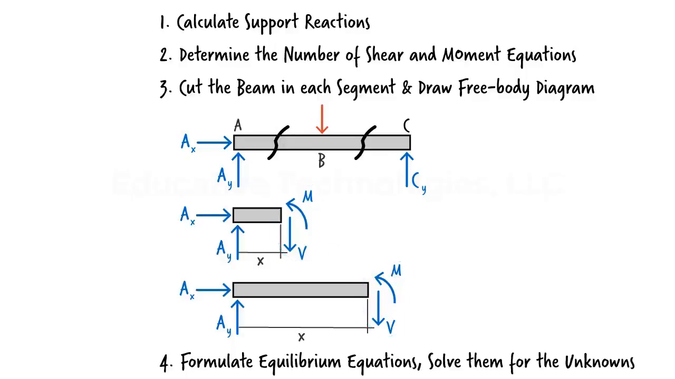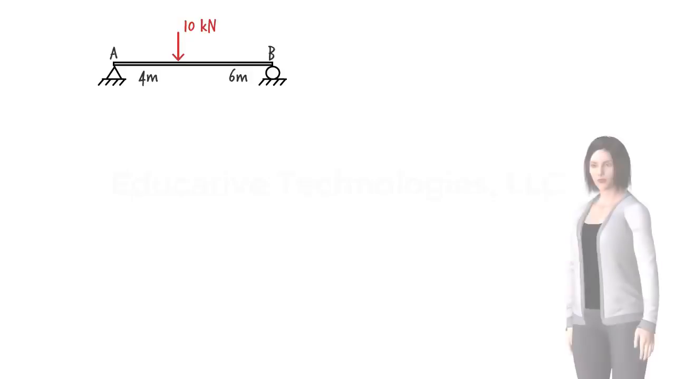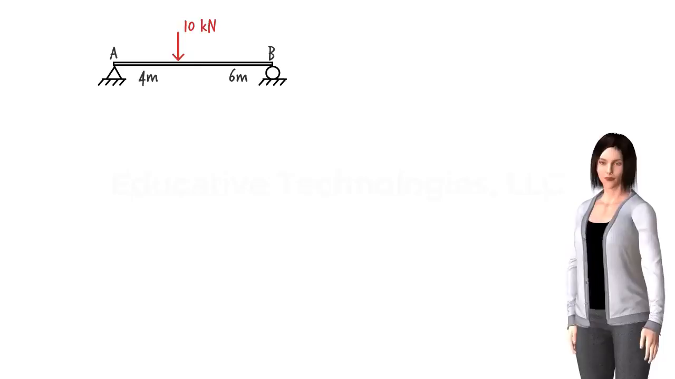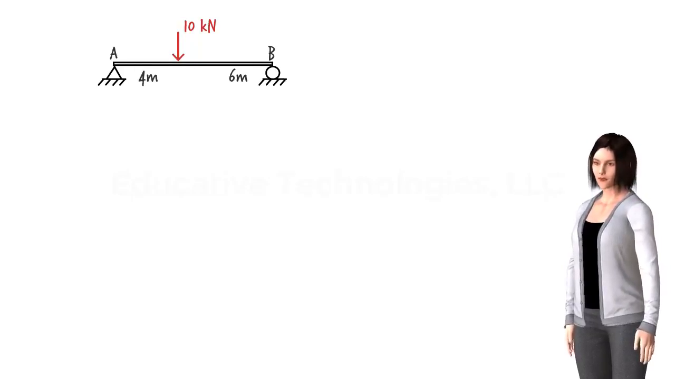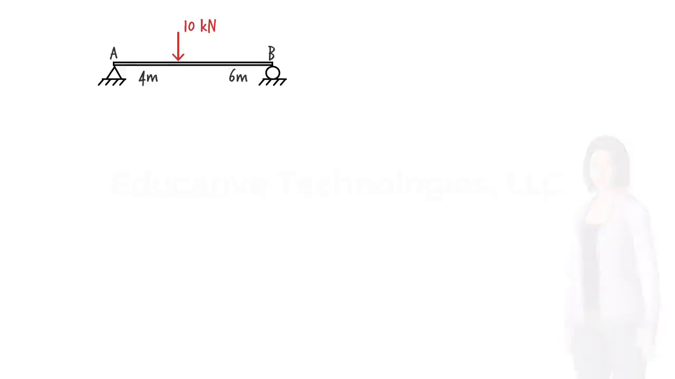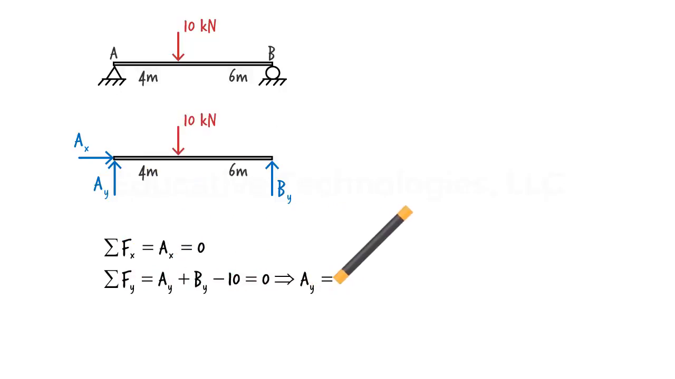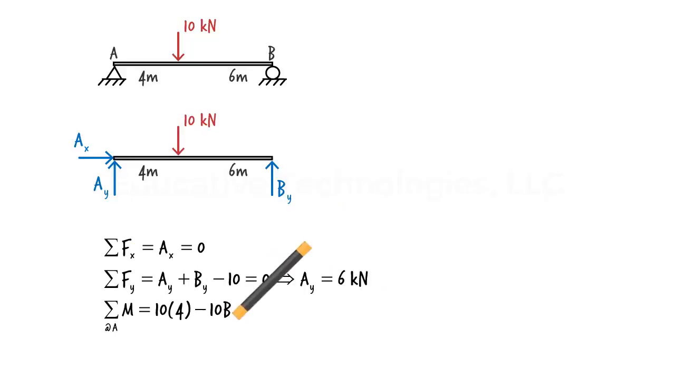Let's go through this process using a simple example. Consider this simply supported beam which is subjected to a concentrated load of 10 kilonewtons. The load is applied 4 meters away from the left end of the beam. We wish to formulate the shear and moment equations for the beam. Step 1. Find the support reactions. This involves drawing the beam's free body diagram, formulating the equilibrium equations for the entire beam, then solving them for the unknowns.